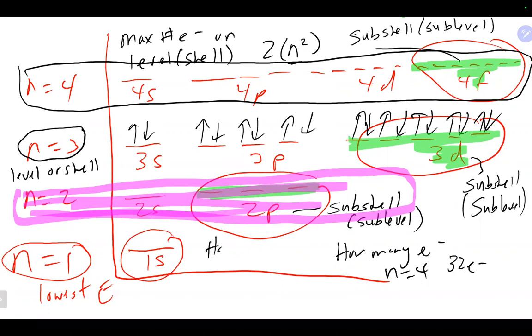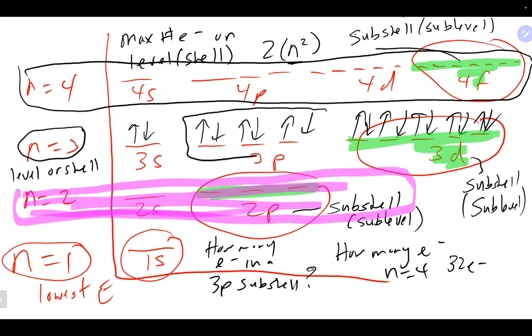How many electrons in a 3p subshell? In a 3p subshell or sublevel, we would be talking about just these 3 right here. Each could hold 2, which would be 6 in this case, right? And how many electrons in a 4f orbital?